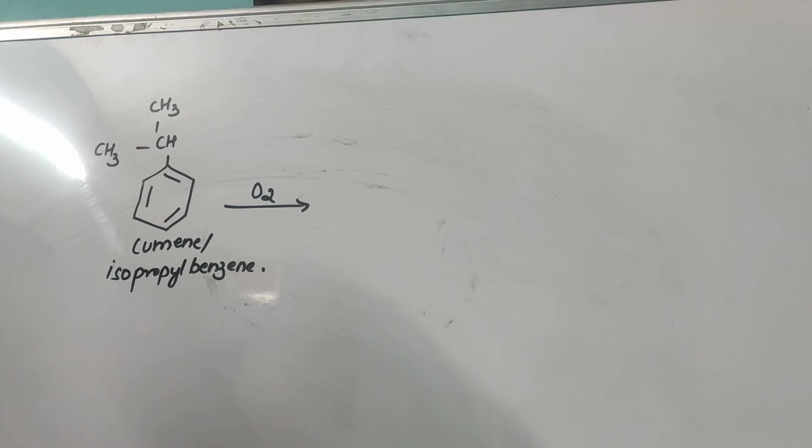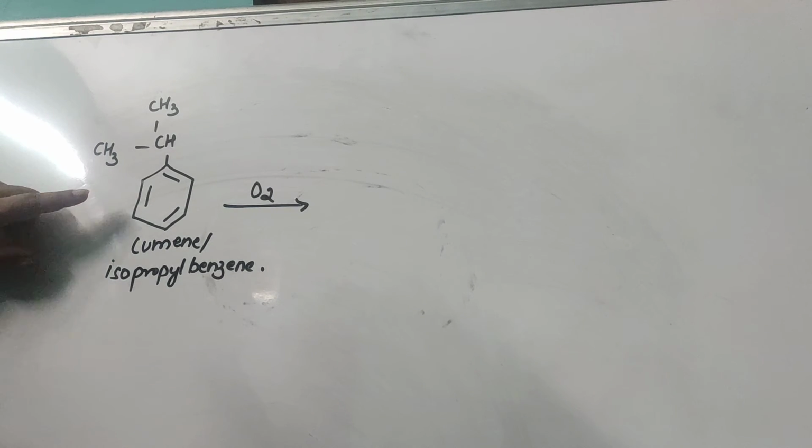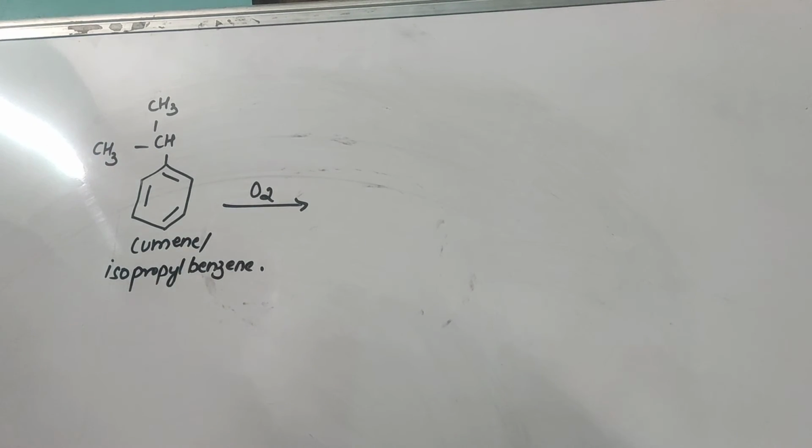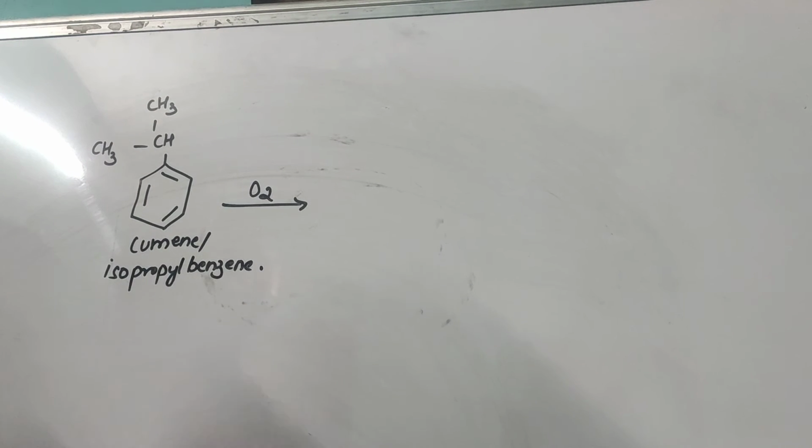Okay, so I am reading from your book only. Phenol is manufactured from the hydrocarbon cumene. Cumene or isopropyl benzene is oxidized in the presence of air. So from where are they getting this oxygen? From air. They are not using any oxidizing agents. Cumene is oxidized to cumene hydroperoxide. So when you oxidize this cumene, you will get cumene hydroperoxide.